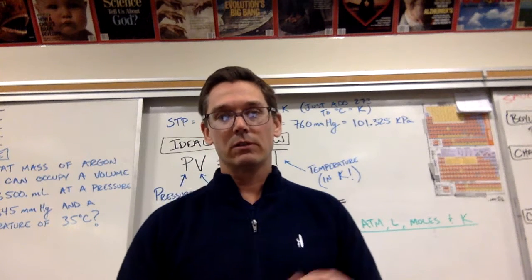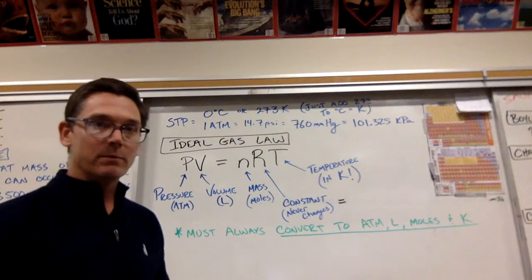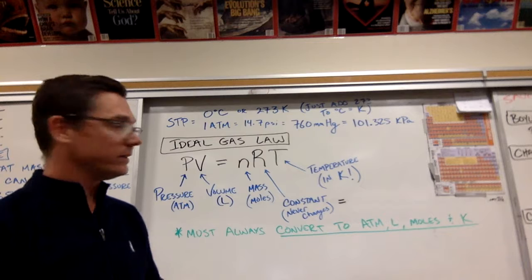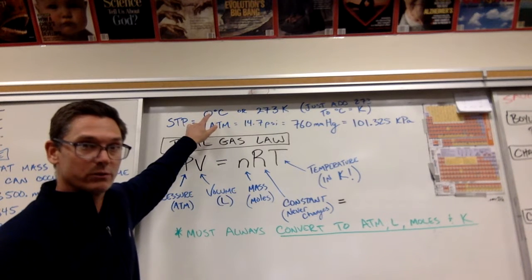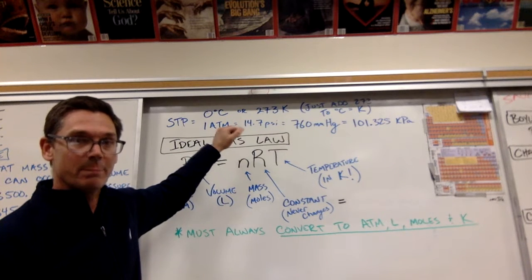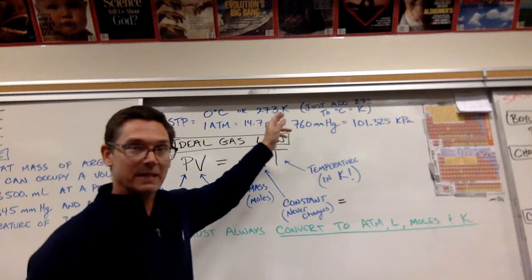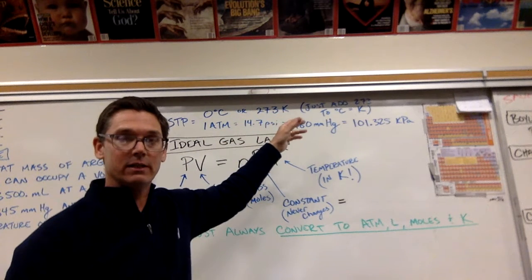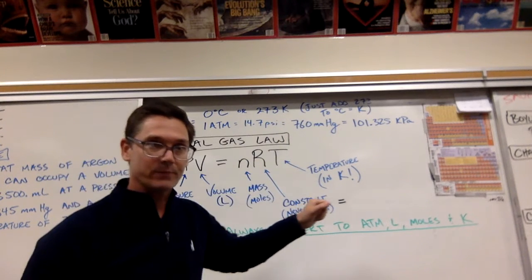All right. So let me introduce you to the ideal gas law. First, we need to remember what standard temperature and pressure is. Remember, standard temperature is 0 degrees Celsius or it's 273 degrees Kelvin. Anytime you want to convert Celsius to Kelvin, you just simply add 273 to degrees Celsius, and that'll give you the degrees in Kelvin.